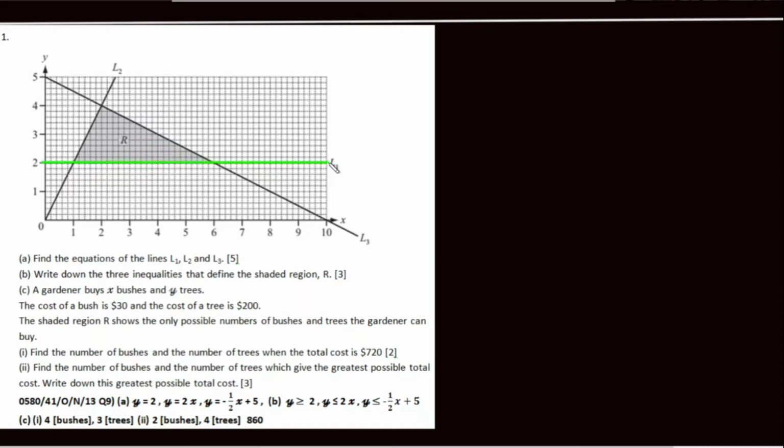The equation of this line would be, this is 2 at the y-axis, so it's going to be y equals 2. Then we have another line, which is this one. Let's find the equation of this line. For this, I'll have to use y equals mx plus c, which gives me c is 0 here. c is the y-intercept where the graph cuts the y-axis, so c is going to be 0. What about m? Let's see.